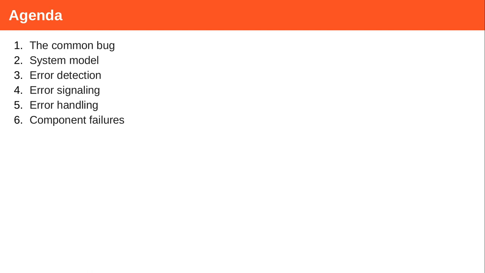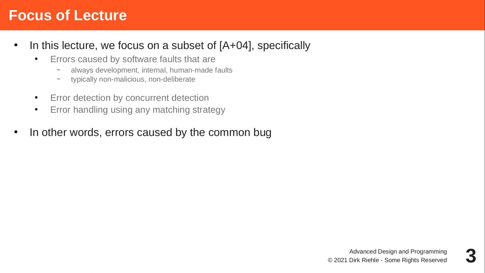So we will need to look at the common bug that causes errors, have a system model, and a conceptual understanding of what happens in error and exception handling, which is error detection, signaling or escalation, and handling. And going back to the system model, we need to look at how at different levels of granularity we deal with errors and eventually failures, in particular at the boundaries of components.